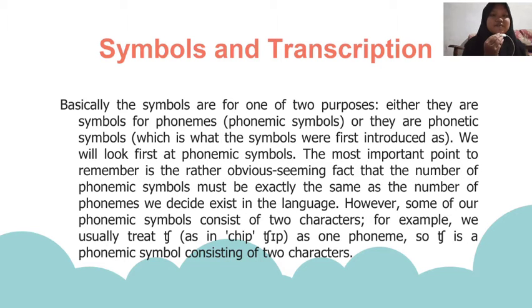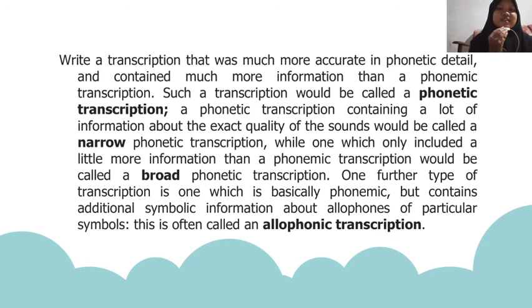Write a transcription that is much more accurate in phonetic detail and contains much more information than a phonemic transcription. Such a transcription would be called a phonetic transcription. A phonetic transcription containing a lot of information about the exact quality of the sound will be called a narrow phonetic transcription, while one which only includes a little more information than a phonemic transcription will be called a broad phonetic transcription.